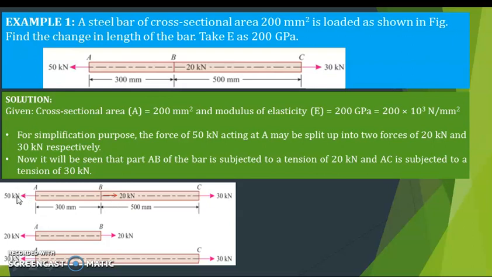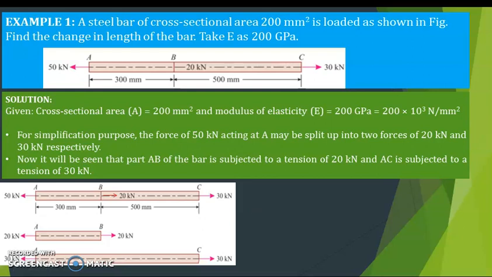Suppose now I divide this 50 into 20 and 30. Then what happened? Here 20 is there. So here you can consider 20. The remaining at A is what then? 30. So that A and this C becomes 30. So that combination you can take.